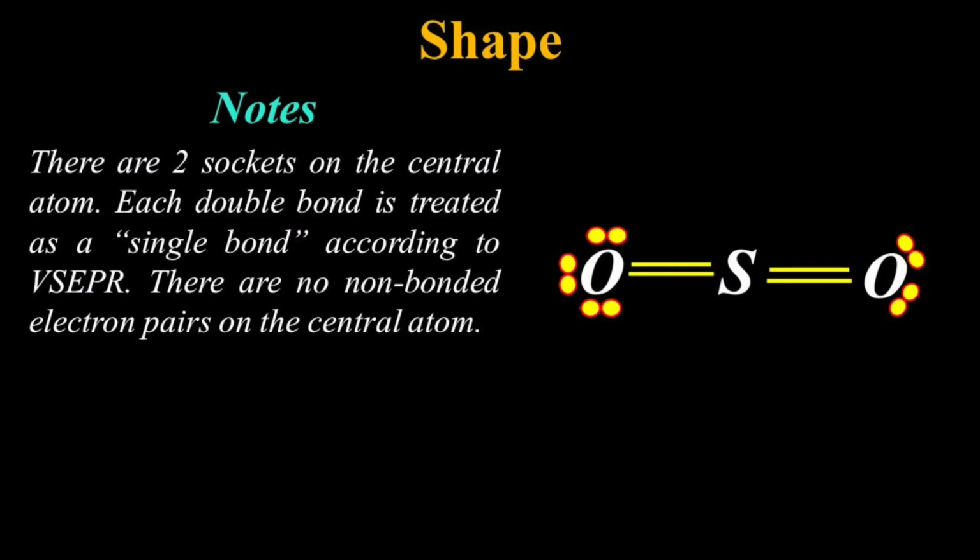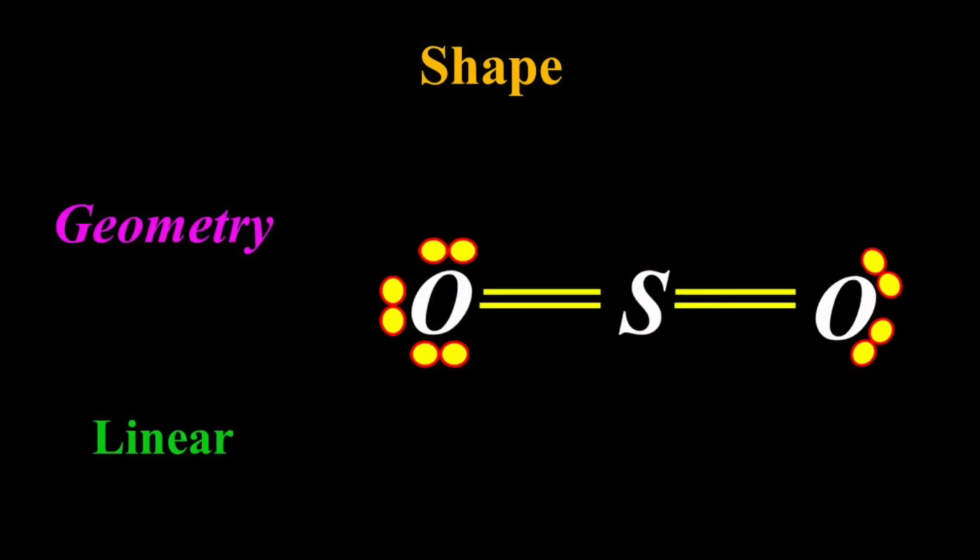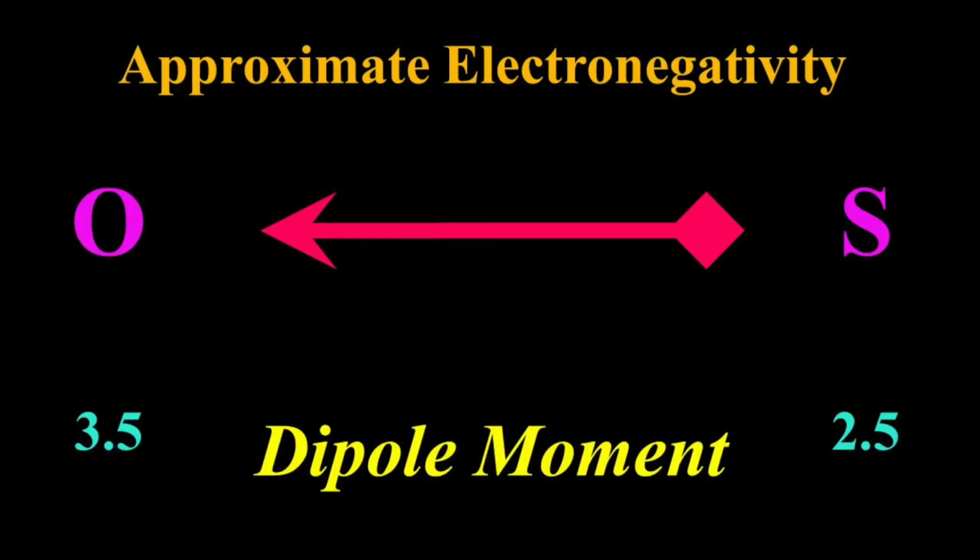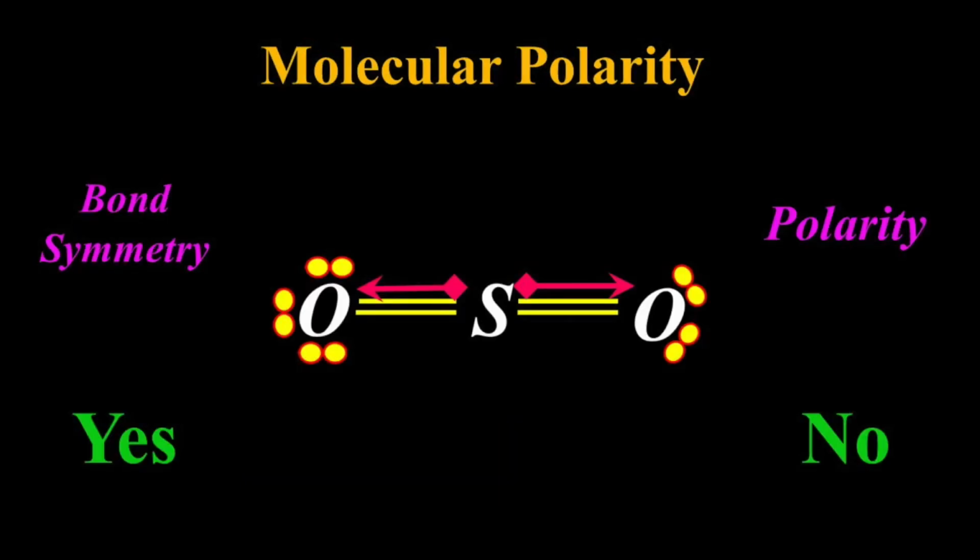Okay, there are 2 sockets on the central atom. Each double bond is treated as a single bond according to VSEPR. There are no non-bonded electron pairs on the central atom. Therefore, it is linear, and it will be non-polar. That should be self-evident. You see a lot of symmetry within the substance, and things are going to cancel, and it will be non-polar.